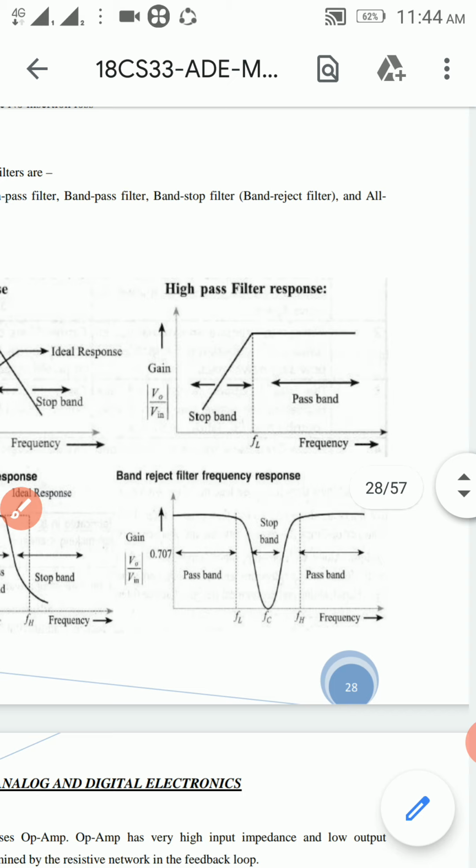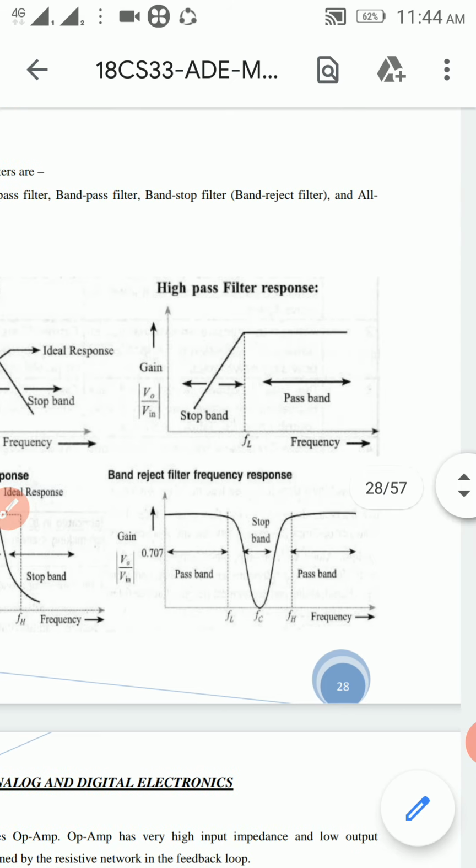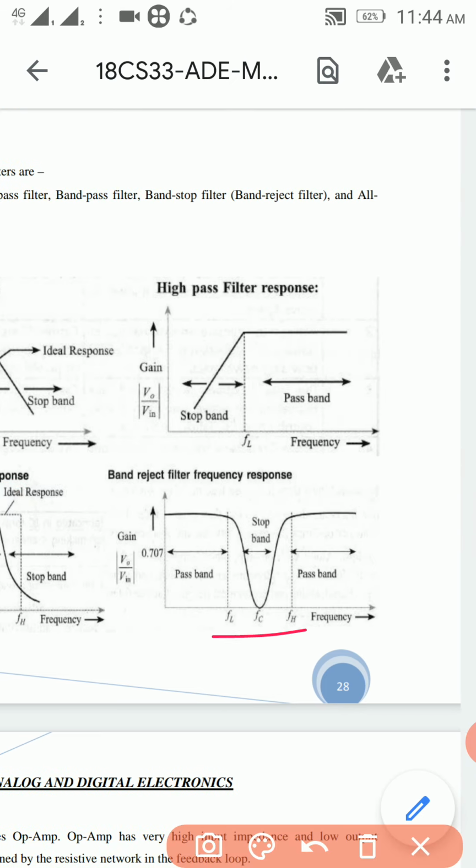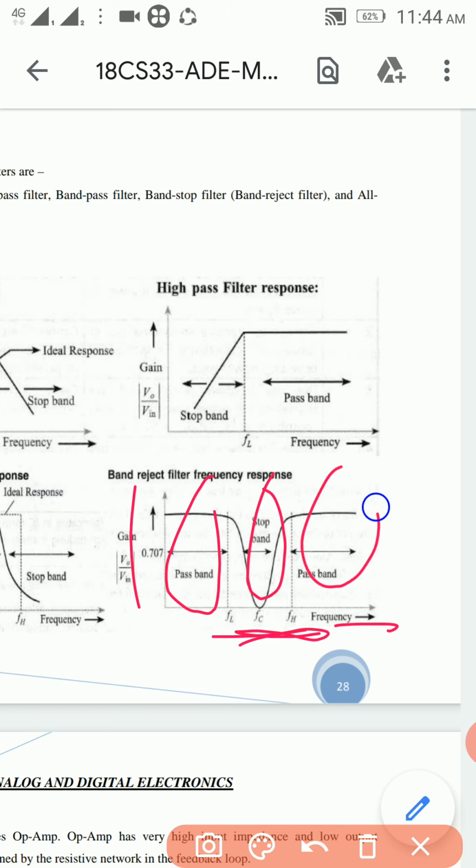And the band reject filter frequency response is also plotted between frequency and voltage gain. Below frequency FL there is a pass band, in this frequency range there is a stop band in the ideal response, and above it there is a pass band again. This you should remember, that's it.